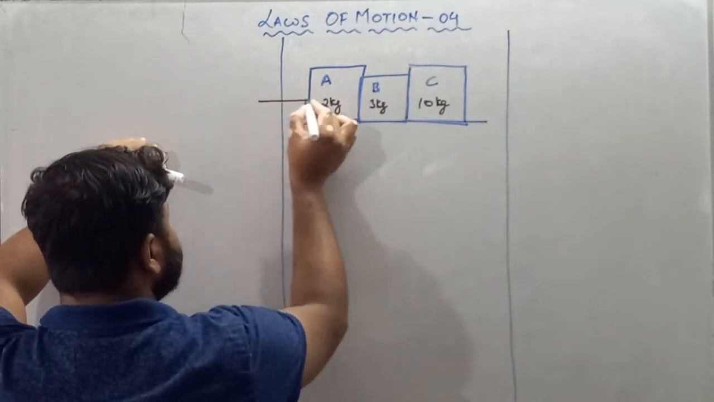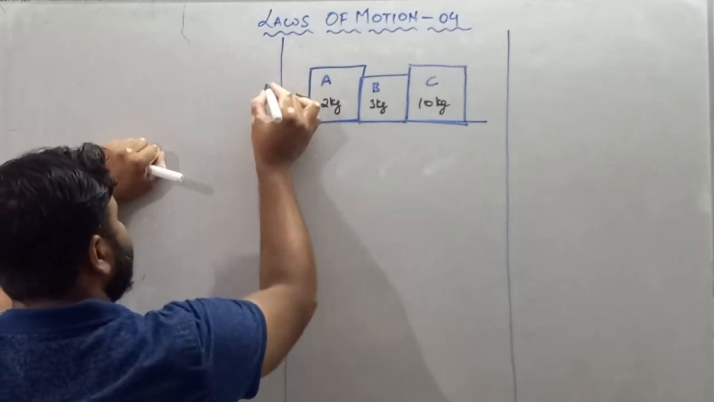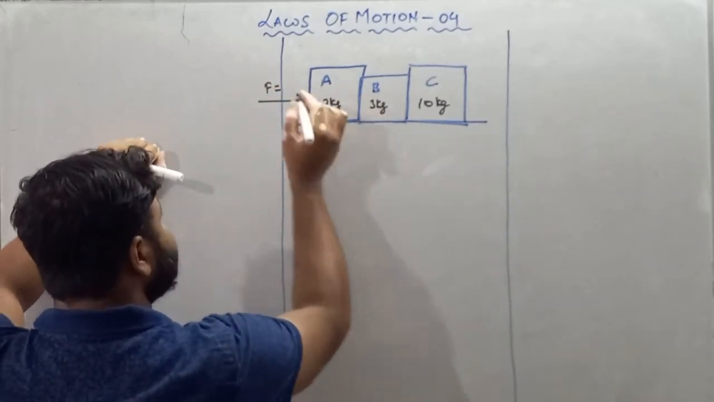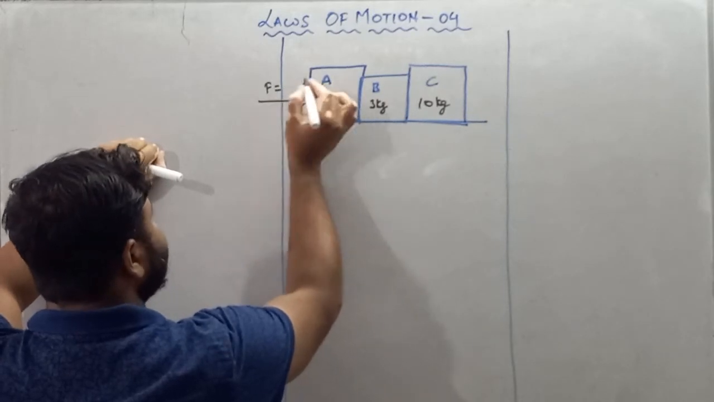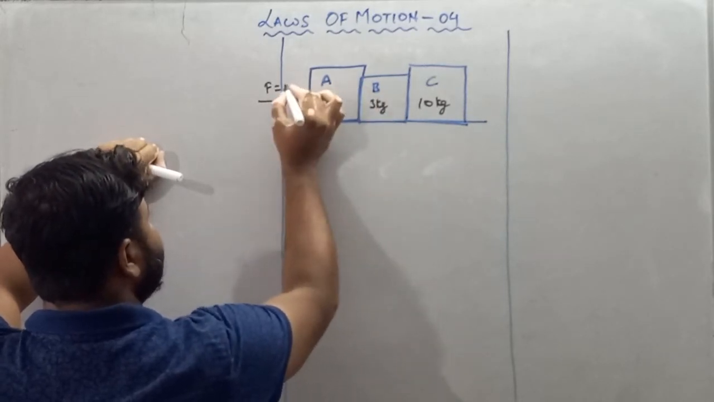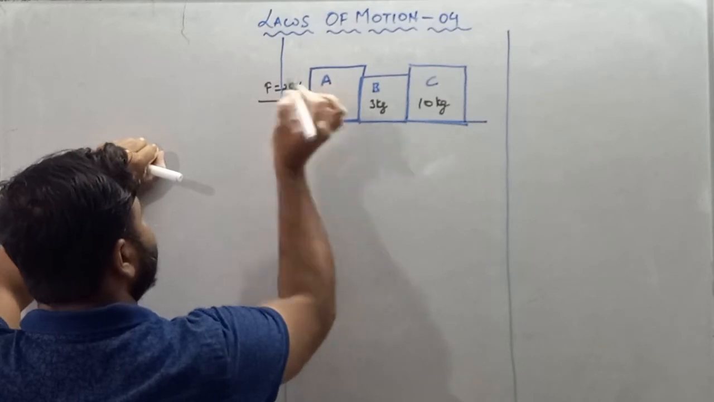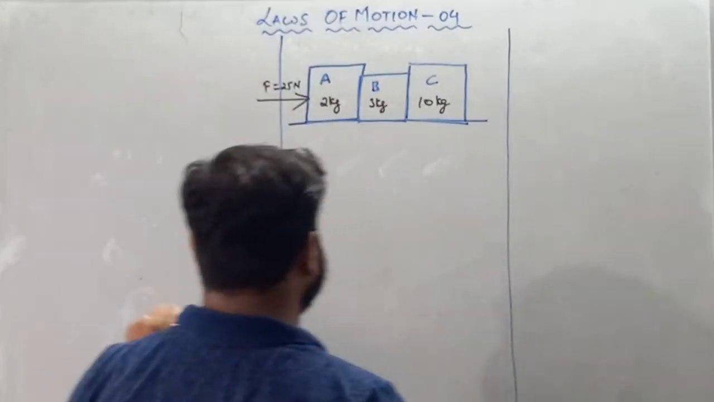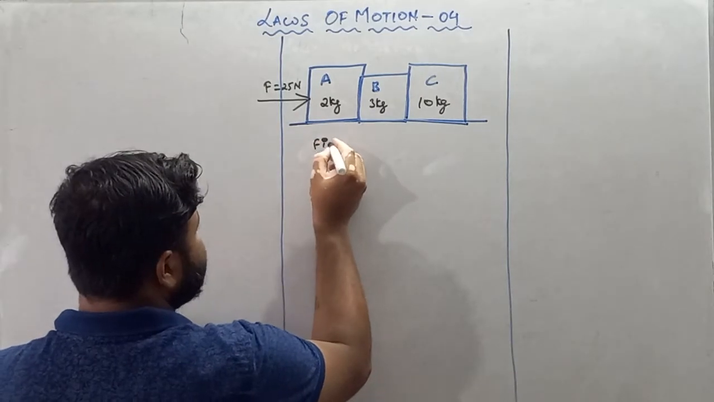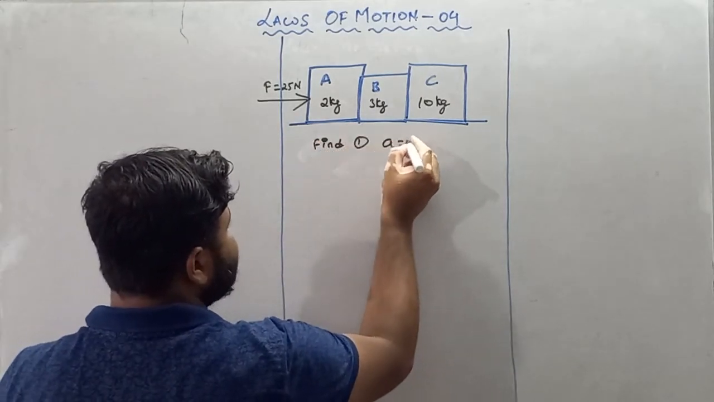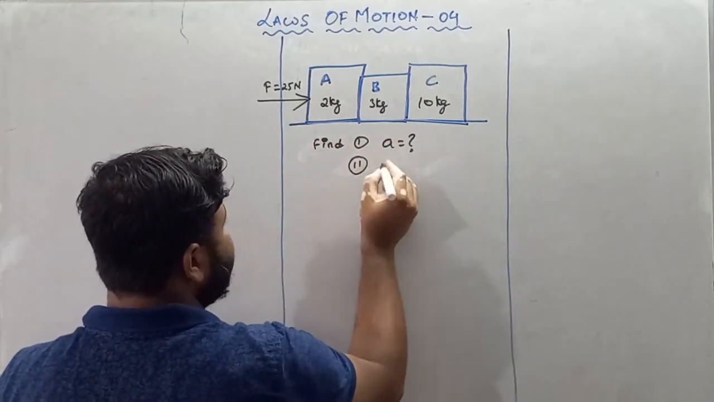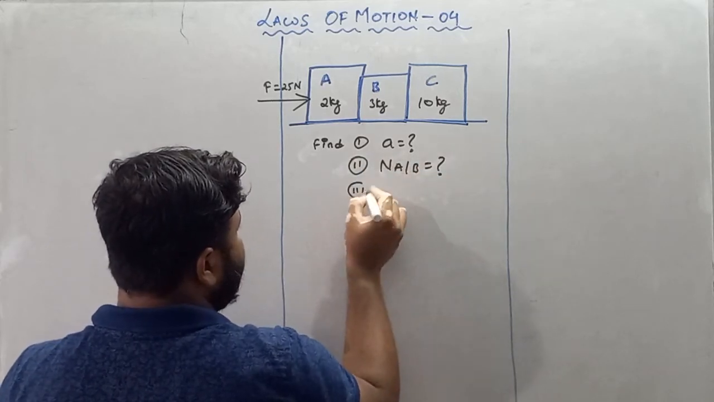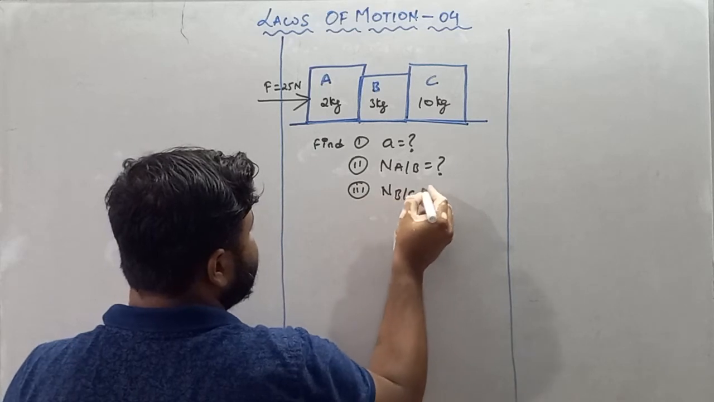Let's suppose a force is acting on A. The value of force is, let's suppose, 25 Newton. They are asking us to find, first, the acceleration of the system, second, the normal on A due to B, and third, the normal on B due to C.